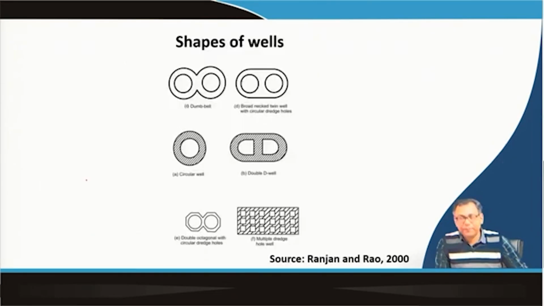Then, what are the different shapes of the well? So, circular shape is the most common shape of the well. In addition to that, there is the rectangular shape of the well and other shapes are also described here. So, these are the different shapes of well.